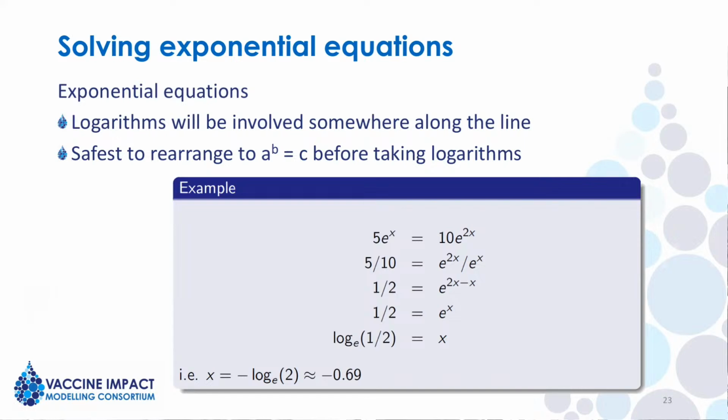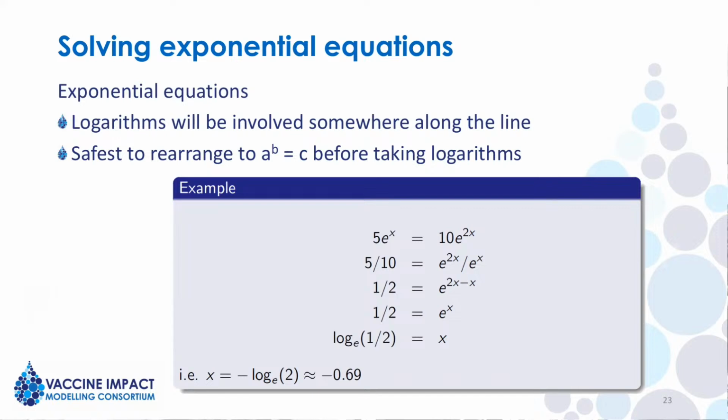We've got an exponential equation. We'll have a few of those coming up. Because logarithms are the reverse of exponentiation, we're going to be using those at some point down the line. But before you jump into using logarithms, it's safest to arrange things so you've got something nicer to work with, essentially. So we want something of the form a to the power b is equal to c. Easier to see in the example. Let's have a look. So here we've got 5e to the x is equal to 10e to the 2x.